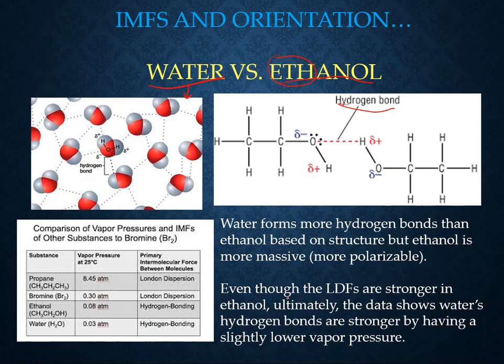Ultimately, though, if you look at the data and compare boiling points or vapor pressures or anything like that, you would see that water's hydrogen bonding and its ability to form more hydrogen bonds makes it a little bit stronger in terms of the actual property data. Vapor pressure, which we're going to go into detail, lower vapor pressures means stronger forces. The molecules don't escape the liquid as easily because of the stronger forces. They're slightly different, 0.08 versus 0.03, but the data does show that water has a lower vapor pressure, so therefore water has the stronger forces in comparison to ethanol.